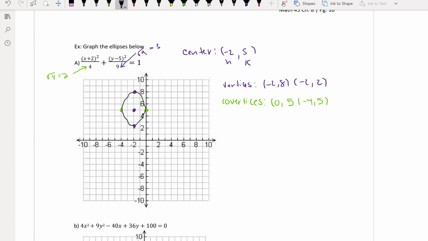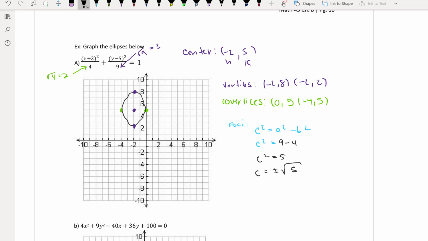So don't forget that for your foci, c squared is equal to a squared minus b squared. So c squared is equal to your a squared, which would be 9, minus your b squared, which would be 4. So 9 minus 4 is going to give you 5. So your c is equal to plus or minus the square root of 5. Let me write that square root a little bit better. So your c value is going to be plus or minus the square root of 5.